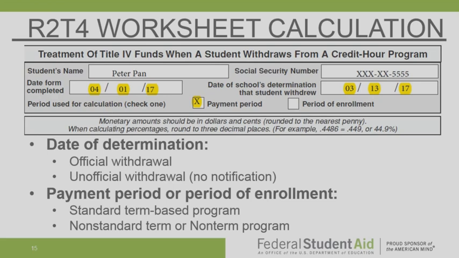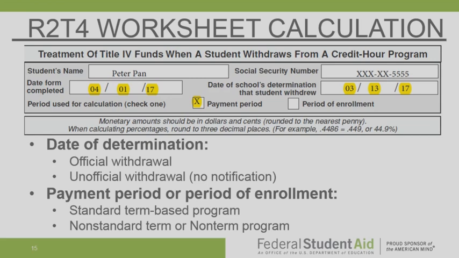Now we'll start the calculation. There are two forms of worksheet, one for credit hours and one for clock hours. If you measure academic progress by credit hours, you use this form. If you measure academic progress by clock hours, there is another form for clock hours that you can download. Both can be downloaded from IFAP. Once your student withdraws, you perform this calculation.